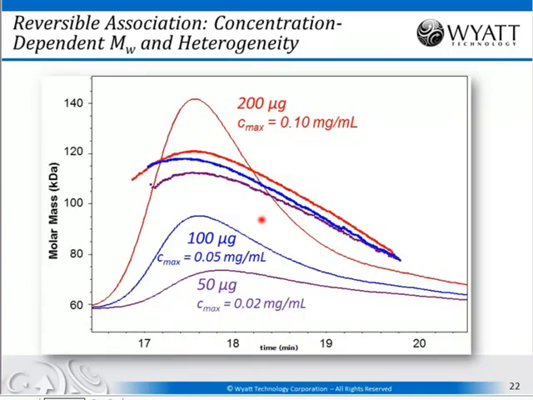Sometimes when you inject different concentrations, there's dissociation. There's a dynamic equilibrium between some oligomer and the monomer. And so depending on the concentration, you'll get different molar masses. The light scattering tells you this very directly.